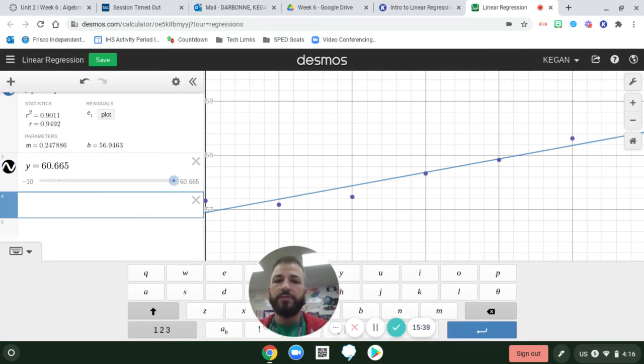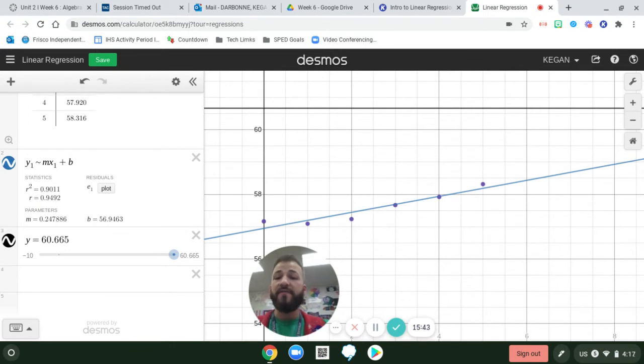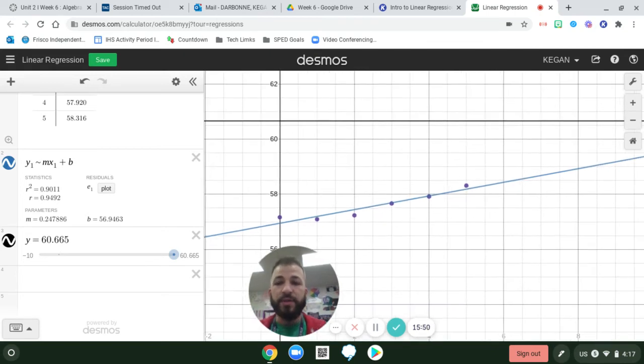And what it will do, if you notice, it will now graph a line at 60.665, okay? Now, this blue line, we talked about that, that's our linear regression. That's our line of best fit. And then our 60.665, that's the y value we're trying to find.